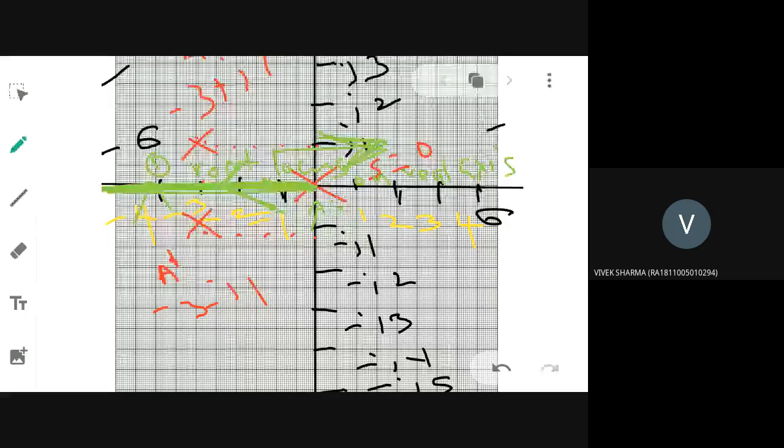What is your third step? Third step is to find out angle of asymptotes and centroid. That I will discuss now.